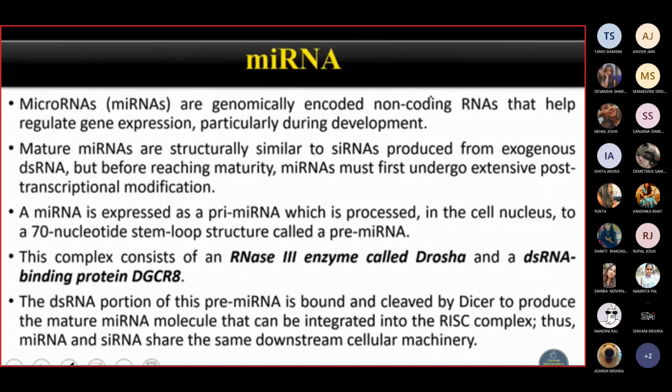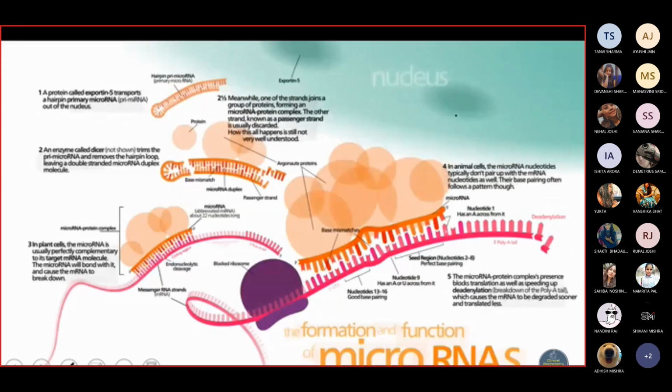Whatever we have seen so far is siRNA involvement. The second one is microRNA. This is again genetically encoded. The process will be almost the same. Let me show the picture first, then we will talk about it. Same process, everything will be the same.